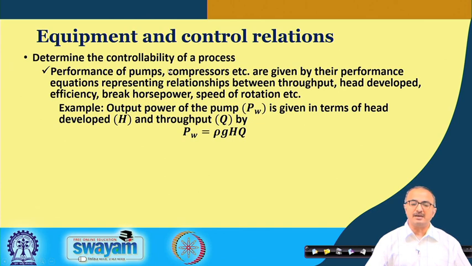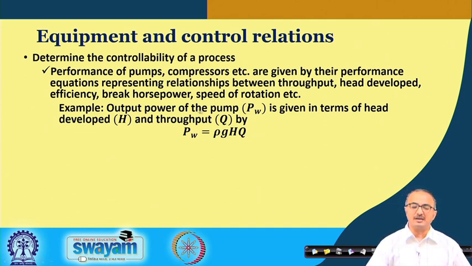There are many types of relationships which we use. One is for the equipment. For example, the performance of pumps and compressors is given by their performance equations, representing the relationships between their throughput, the head developed, the efficiency, brake horsepower, speed of rotation, etc. These are the relationships for a given pump or compressor, and they can be found in any standard fluid mechanics book, in the fluid moving machinery chapters.